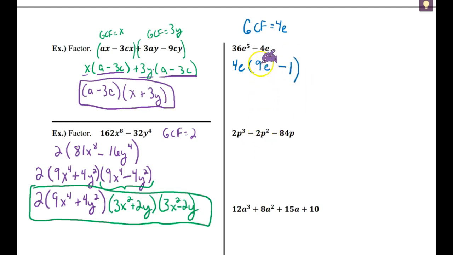So a lot of times I see students stop here. You have to ask yourself, am I done? Is there anything else left I can do? So I have two terms. I start with, are they a difference of squares? 9 is a perfect square, e to the 4th is a perfect square, and 1 is a perfect square. So I have to keep going.